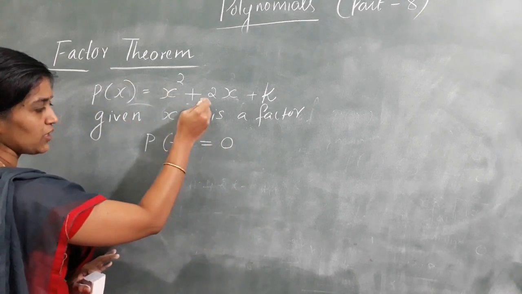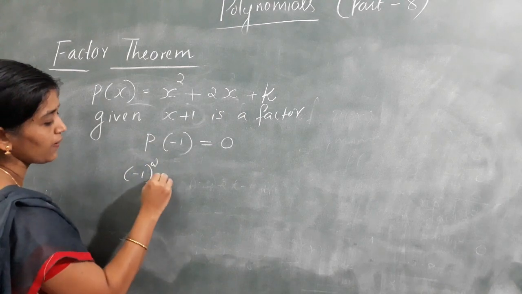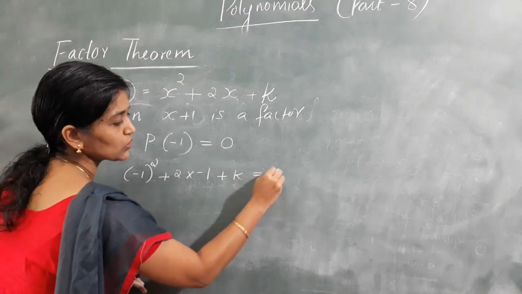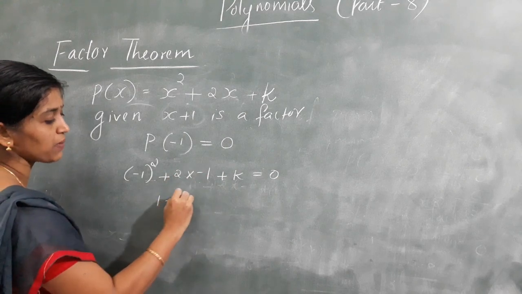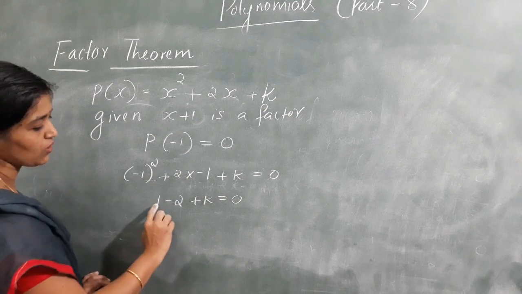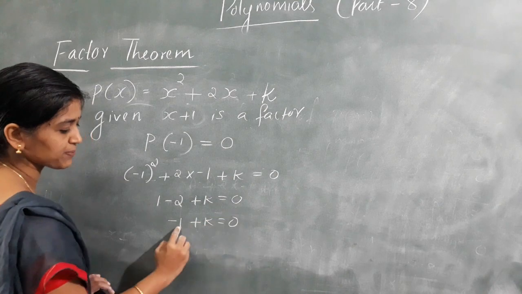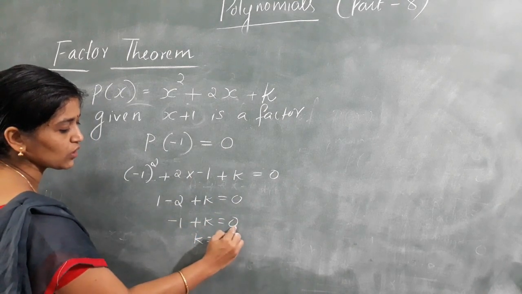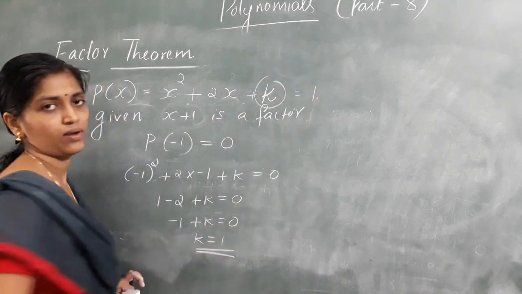So, we are going to find p of minus 1. That is, you get minus 1 whole square plus 2 into minus 1 plus k, equal to 0. So, minus 1 whole square is 1, 2 into minus 1 is minus 2, plus k equal to 0. Okay. So, 1 minus 2 is minus 1, plus k equal to 0. Transposing this negative 1, it becomes positive 1. So, you will get k equal to 0 plus 1, which is k equal to 1. So, the value of k is 1.